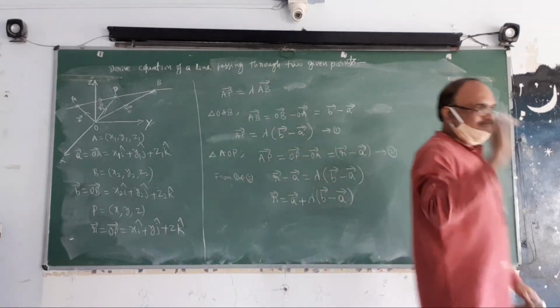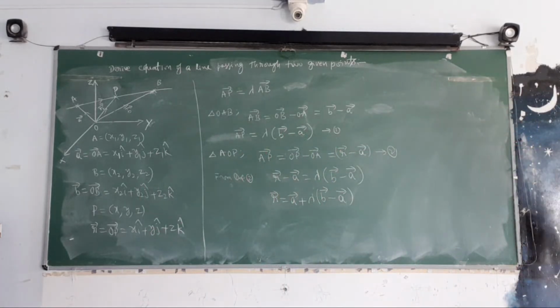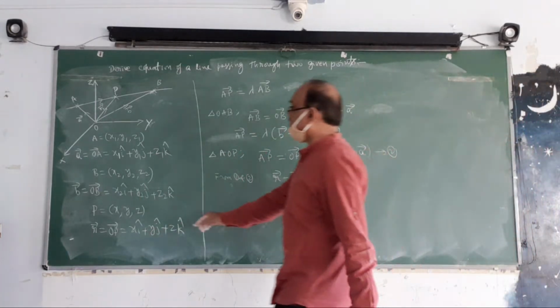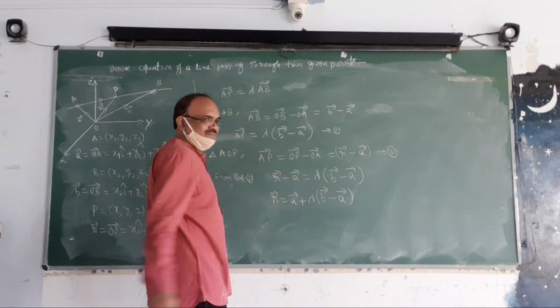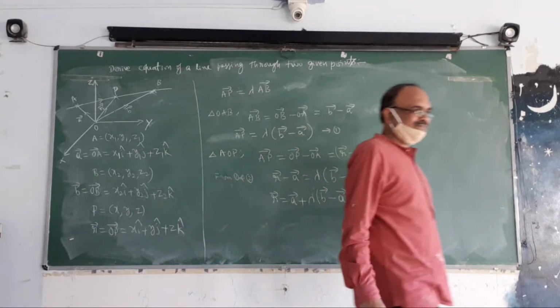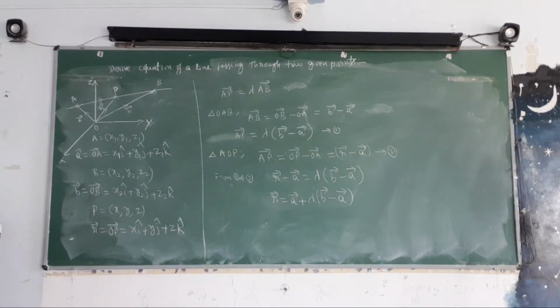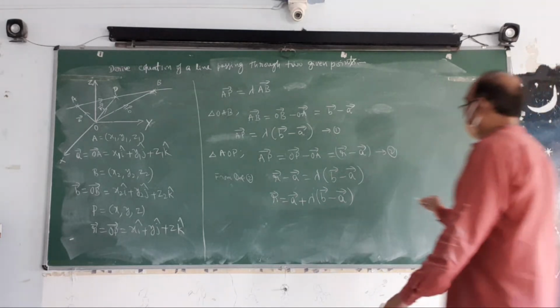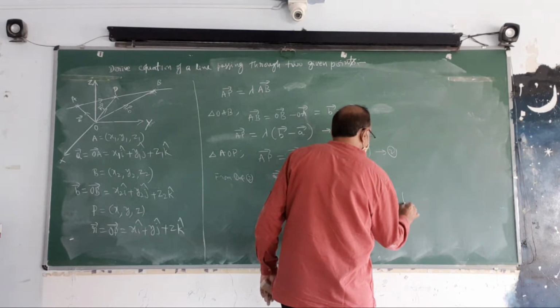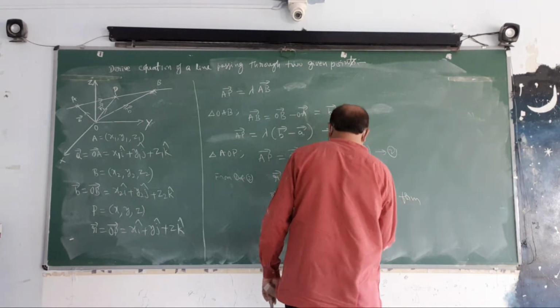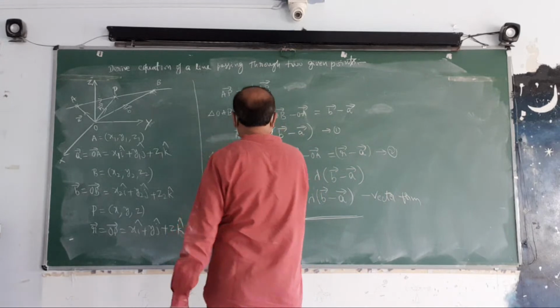Now, if you want Cartesian form, you do it. I will give it as help for you. Basically, you need to substitute all of these things into this equation and then simplify. This is the vector form of the equation. People who can, do it yourself. This is vector form.